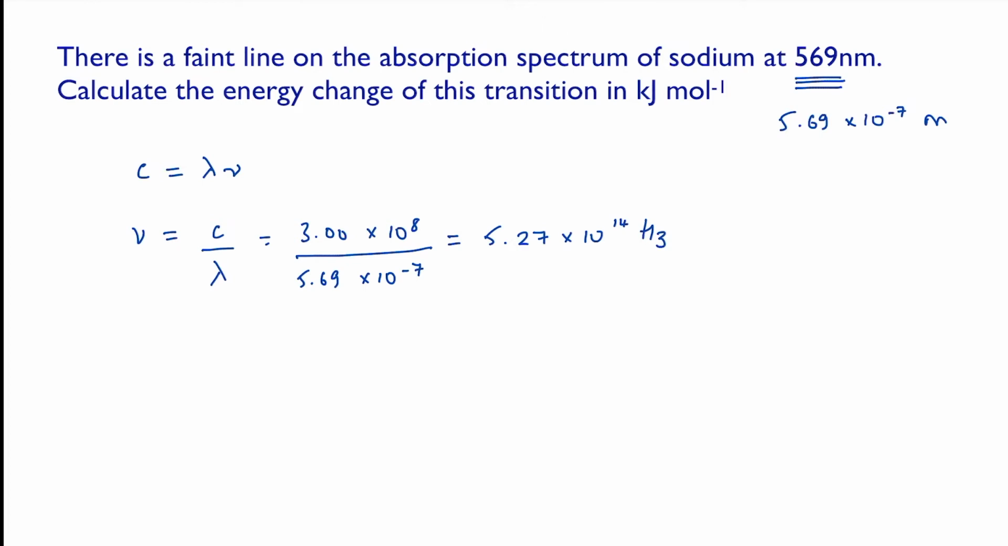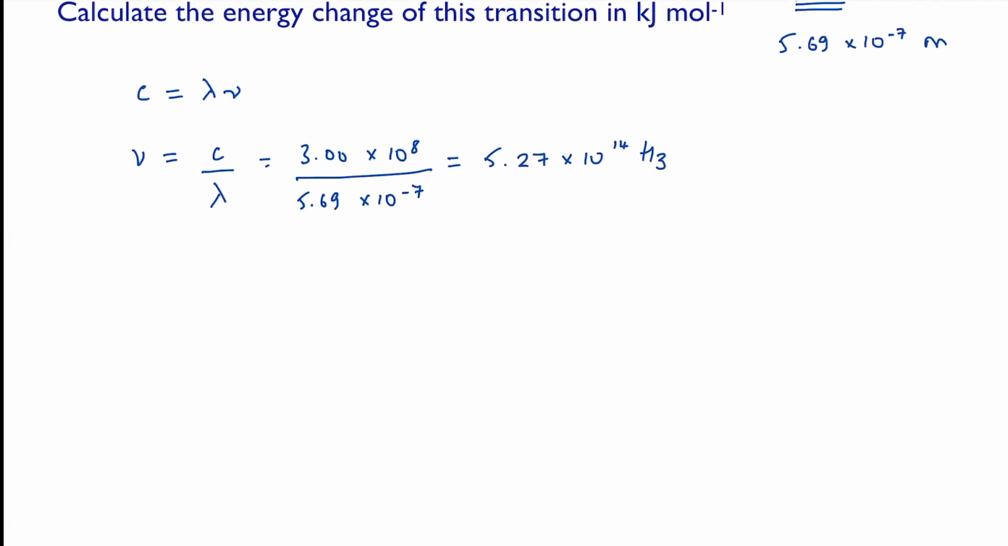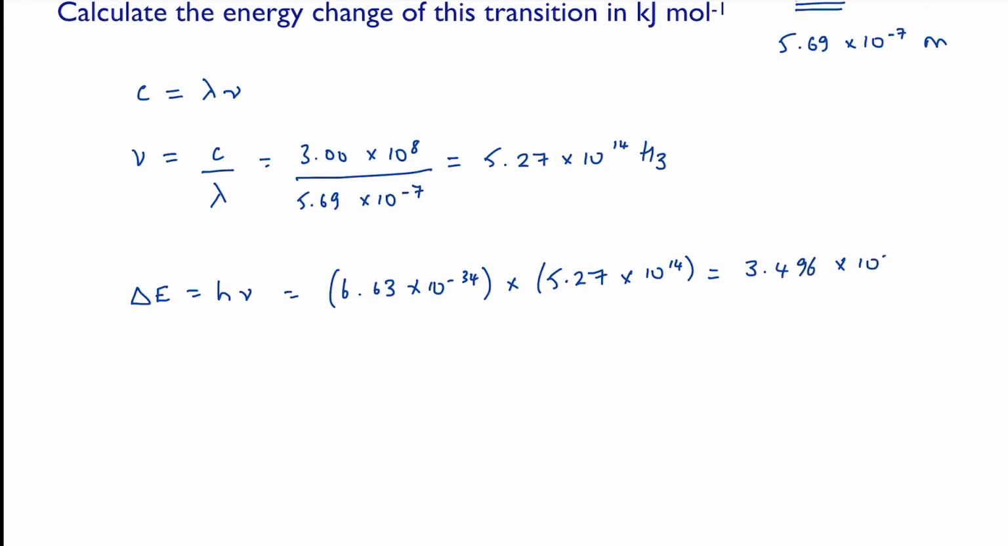when you plug it into your calculator. Now that I know the frequency, I can calculate the energy, because delta E equals hv. So h is Planck's constant, 6.63 times 10 to the minus 34, multiplied by the frequency, we've just worked that out, 5.27 times 10 to the 14, and the energy is 3.496 times 10 to the minus 19 joules. Now that is the energy associated with one photon being absorbed.